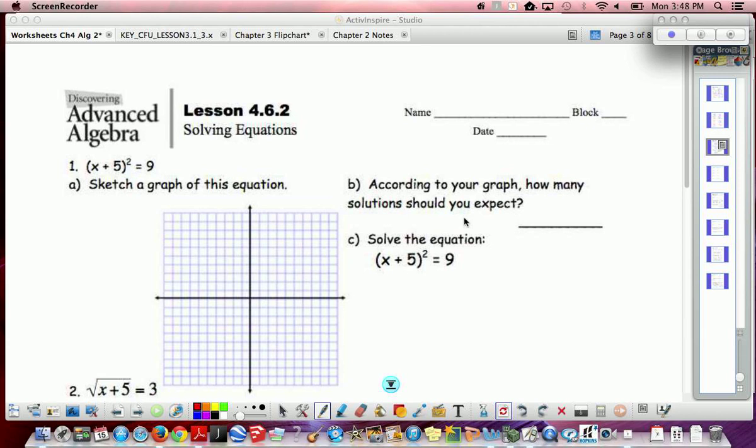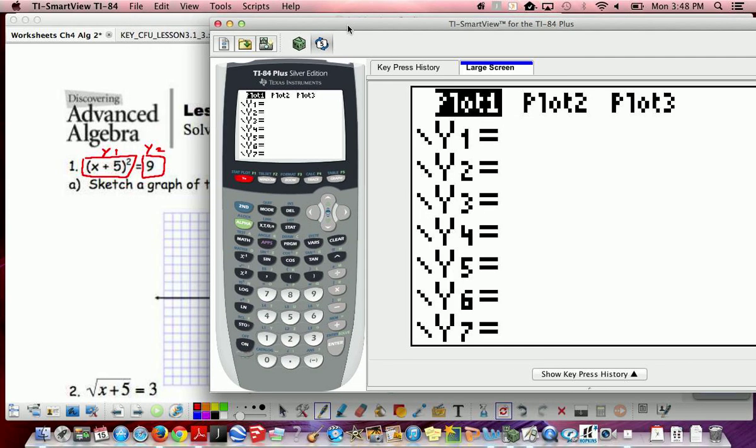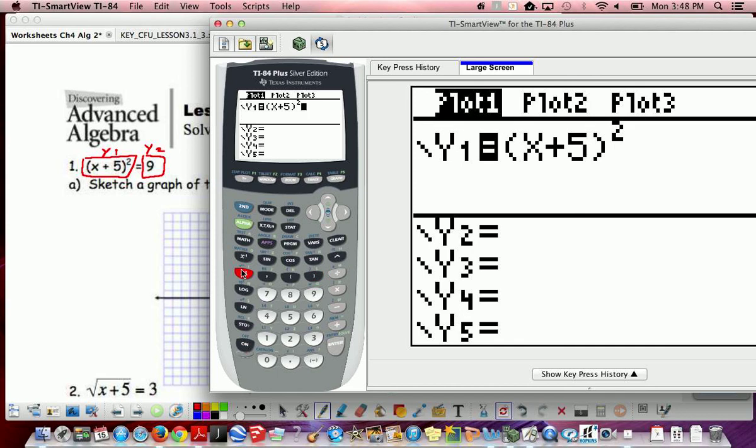So if I look at this first one, if I want to graph it, I'm going to take the first part of the equation, enter it in my y1, and enter the second equation in y2. So I take out my graphing calculator, go to my y equals button right there. I was already on the screen, but just want to show you where I'm hitting y equals. And I'm going to enter in parentheses, x plus 5 quantity squared. So I have that in.